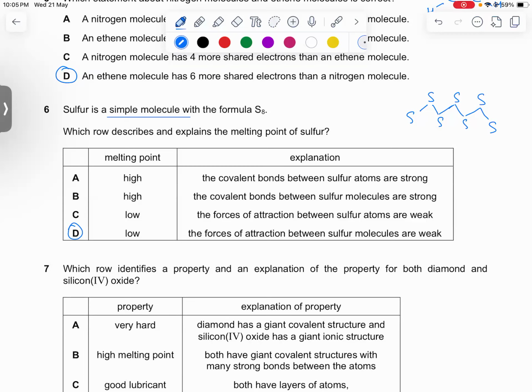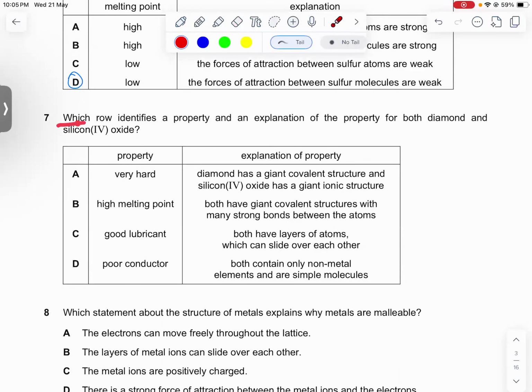Because of this, the molecule itself is held within itself very strongly, but another S8 molecule might not be held as strongly. So the answer is D. All right, that is a generic answer as well. Textbook answer.